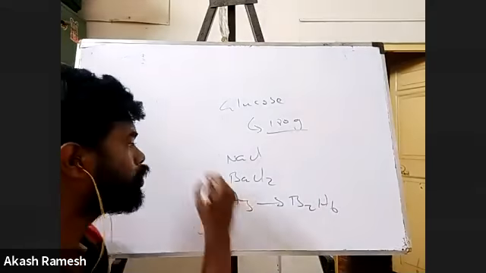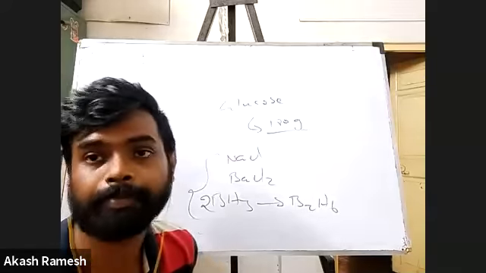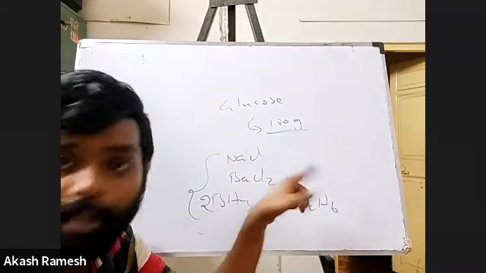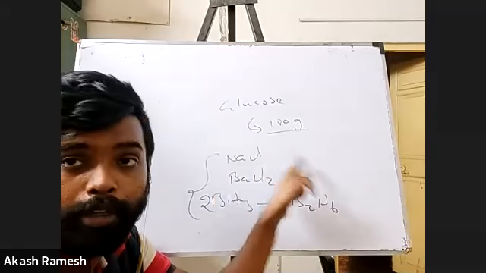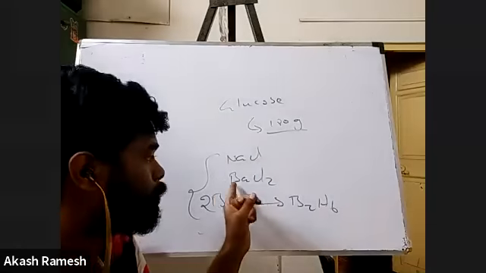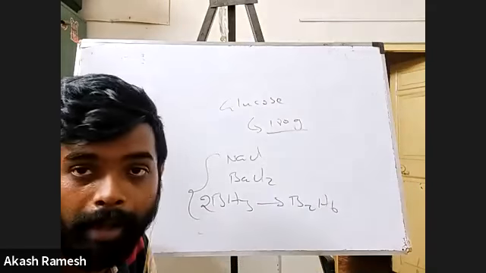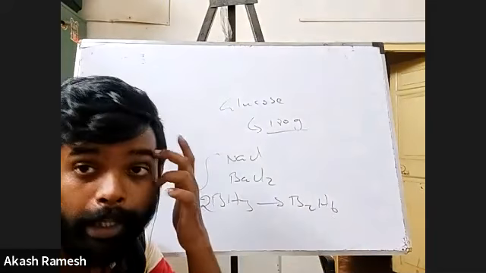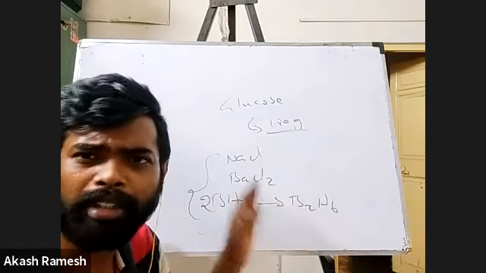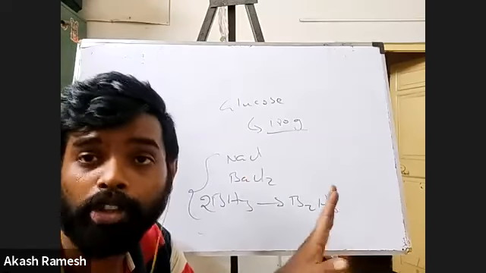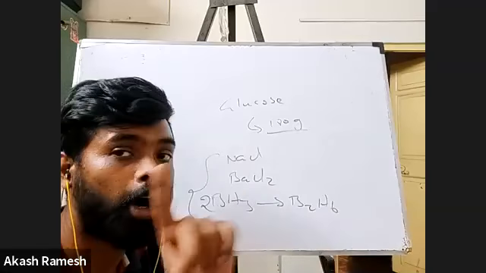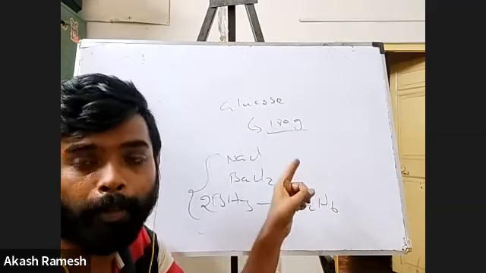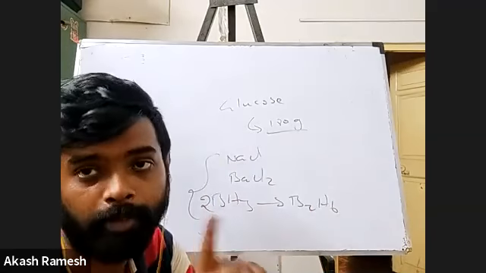So whenever you have this kind of thing happening, association or dissociation, I know NaCl will dissociate to form Na+ and Cl-. BaCl2 will form Ba2+ and Cl-. Now you see BH3 is getting dimerized to form B2H6. So whenever you see this kind of dissociation or association happening, the molecular mass value which you're going to get through the calculations, through the colligative property, will not be as expected.